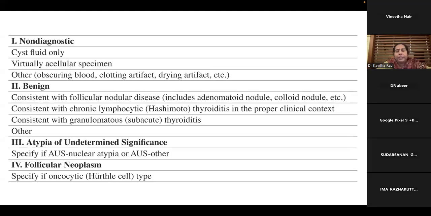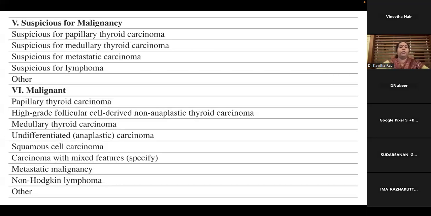And we have 6 categories under this thyroid TBSRTC. One is non-diagnostic, second is benign. So that's what we say, Bethesda category 1. If you see a report as Bethesda category 1, it means it is non-diagnostic. Bethesda category 2, we always use TBSRTC category 2, benign. 3 is atypia of undetermined significance. 4 is follicular neoplasm. 5 is suspicious of malignancy, and 6 is malignant.